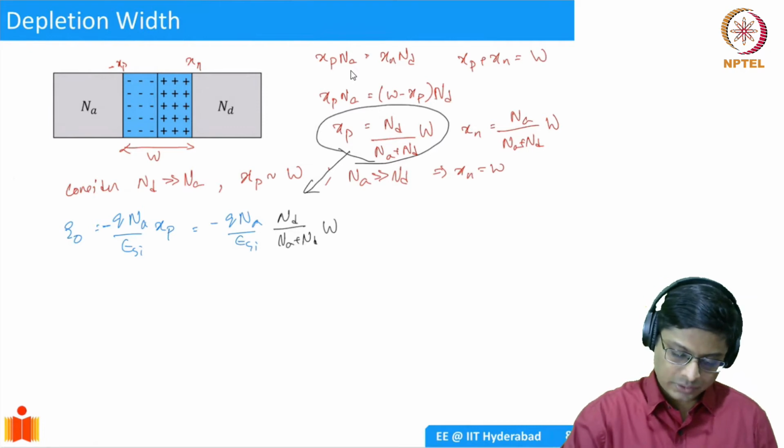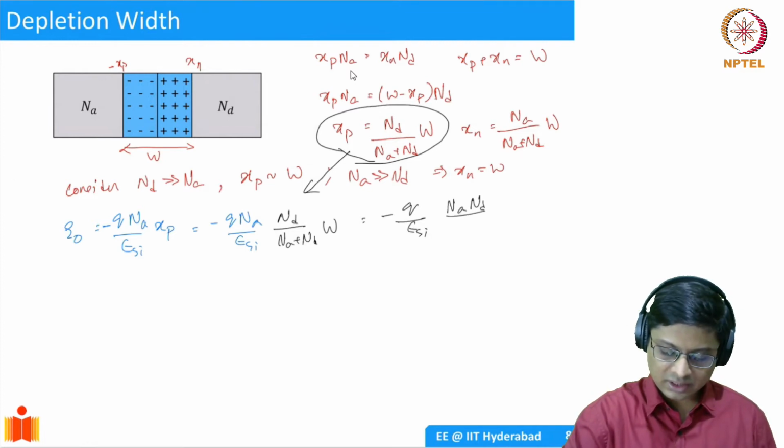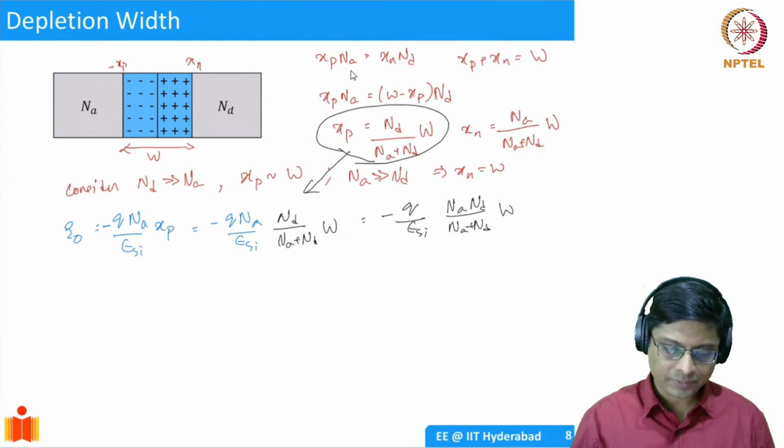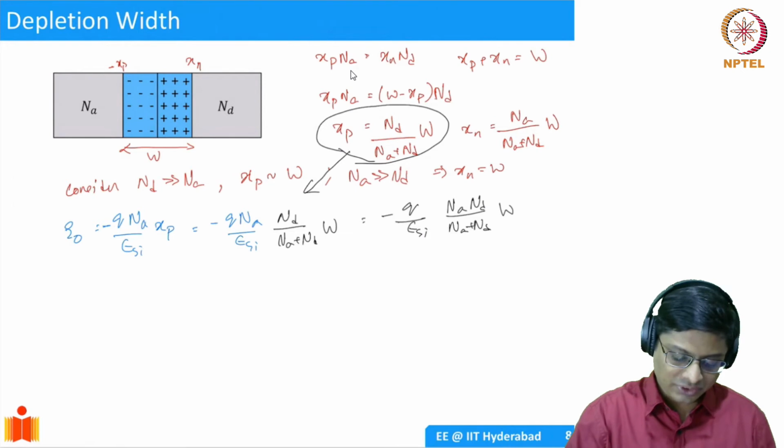Okay, so this is going to turn out to be minus q epsilon silicon NA ND by NA plus ND times the width of the depletion region. Okay. And once we know the electric field, we said we could also derive the built-in potential, right? Remember what the built-in potential was?